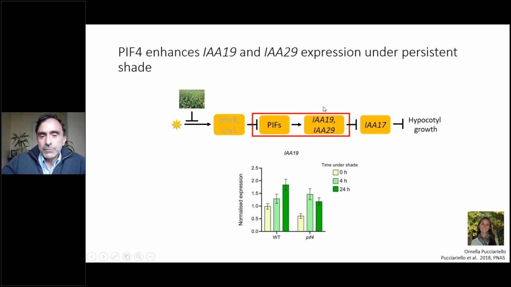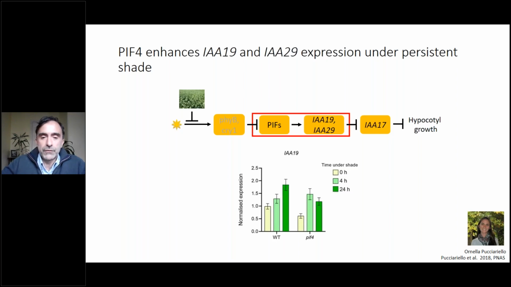But now, how is it possible that growth, which depends on auxin, is promoted by these HOXIA proteins, which are negative regulators of auxin signaling? Well, the thing is that the promotion is indirect, because these transcriptional regulators actually reduce the expression of IAA17, which is a much stronger negative regulator of growth.